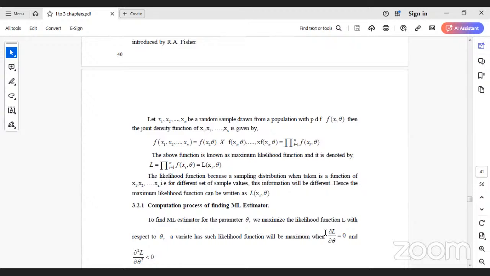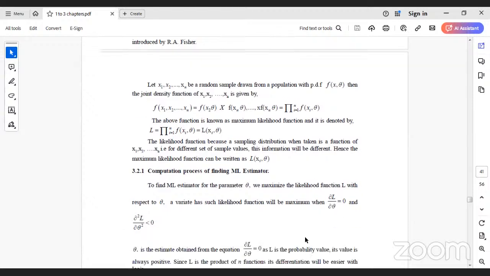This is the likelihood function, because a sampling distribution taken as a function of x1, x2, x3, ..., xn will carry different information for a different set of sample values. So the maximum likelihood function can be written as L(x, theta). And also, the computation process: finding the ML estimator.